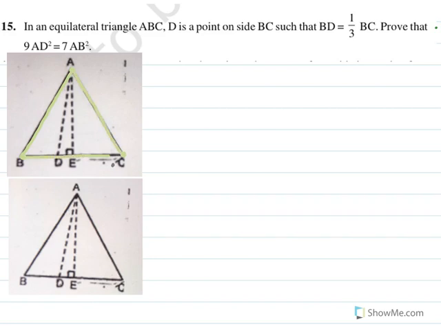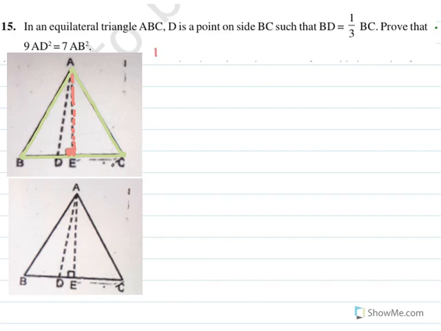All sides equal. And they have taken a point D such that BD is 1/3 of BC. But we'll take this up a little later. For now, we will draw a perpendicular. This is the perpendicular we draw in our first step. So this we know is 90.